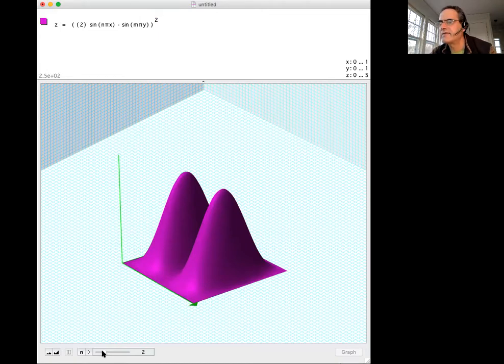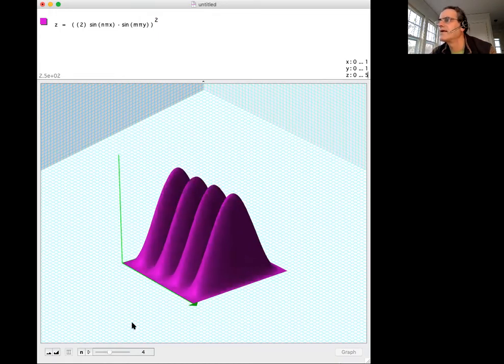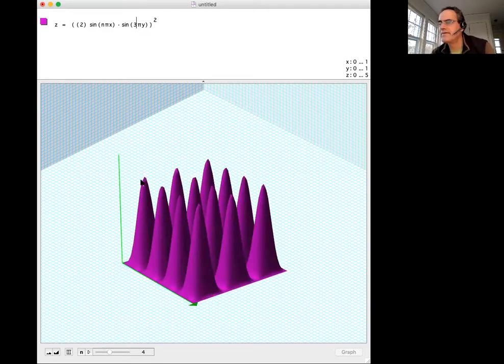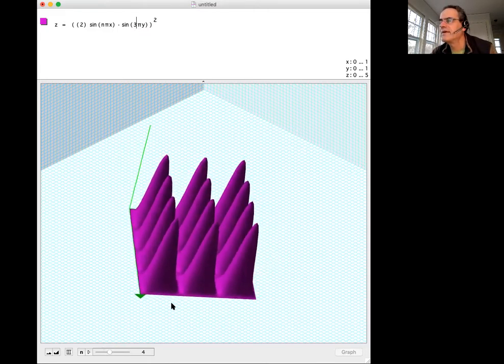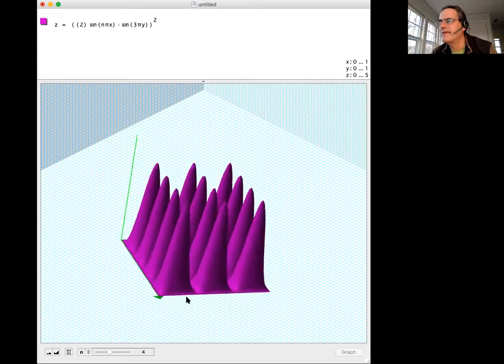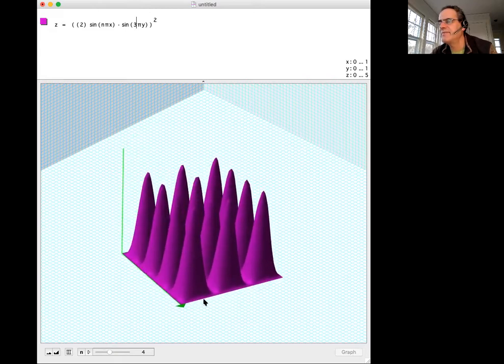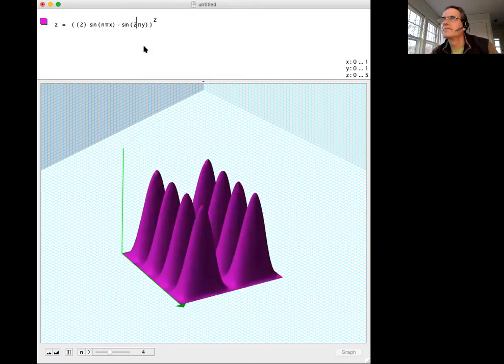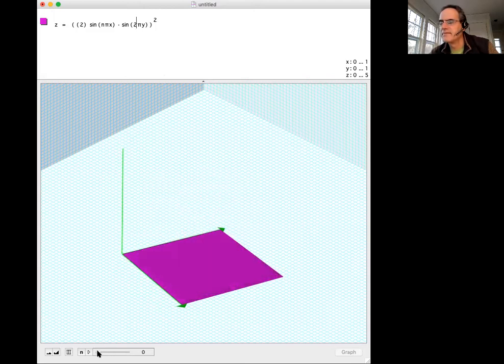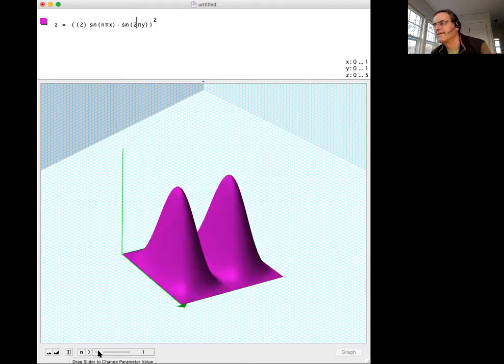How about nx equals 3? Or I seem to have lost control of the m parameter here, so I'll just type it in. How about nx equals 4 and m, or ny, equals 3? Okay. You can see that, of course, all the peaks are positive now. And in between the peaks, we have nodal lines instead of nodal points. There we go. Very nice.